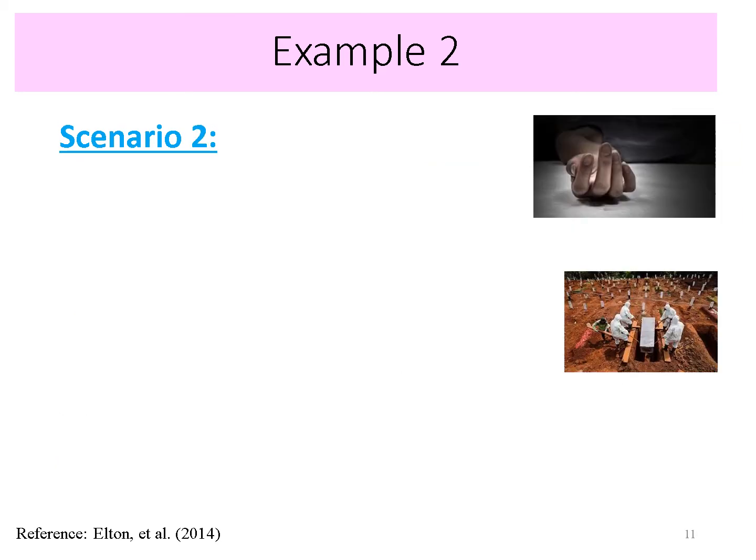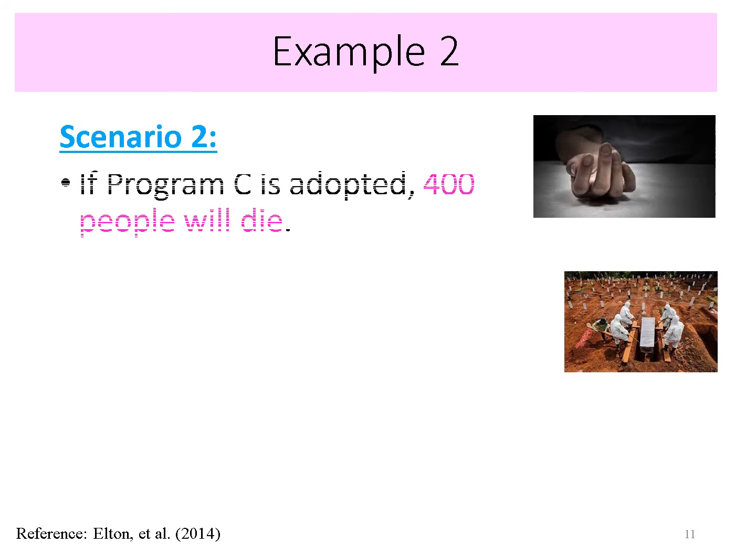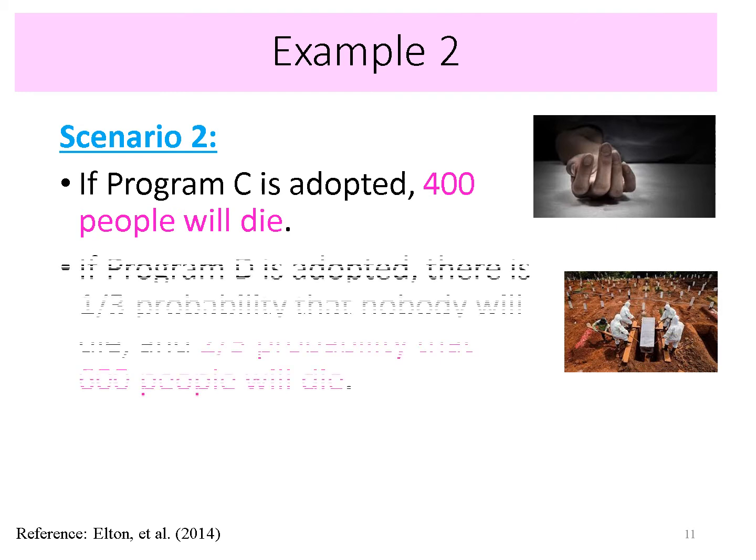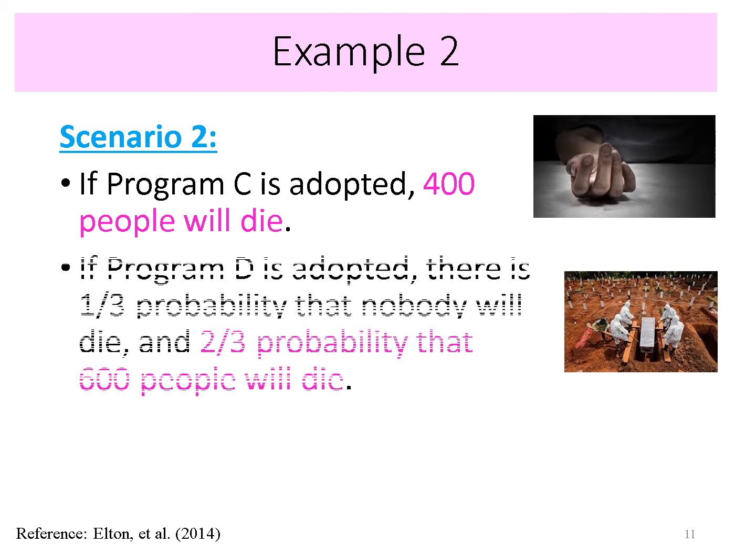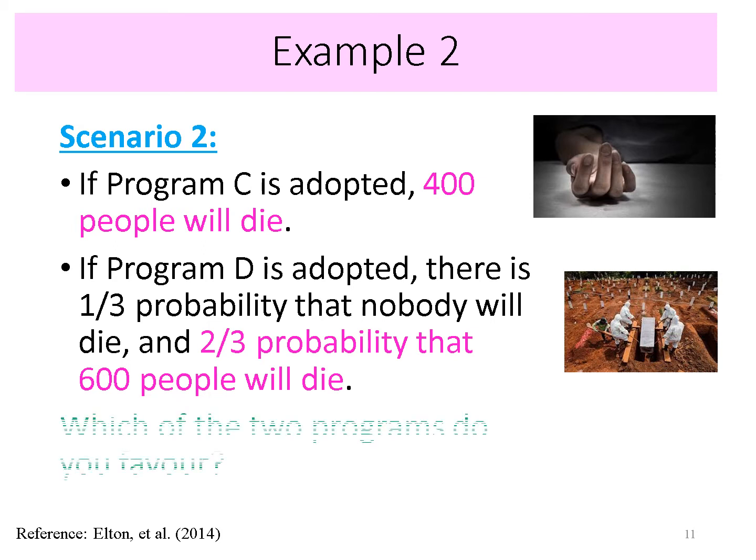Now, let's rephrase the scenario differently. In scenario 2, another group was faced with the same problem, but a different way of expressing the probabilities. If program C is adopted, 400 people will die. If program D is adopted, there is 1/3 probability that nobody will die and 2/3 probability that 600 people will die. Which of the two programs do you favor?